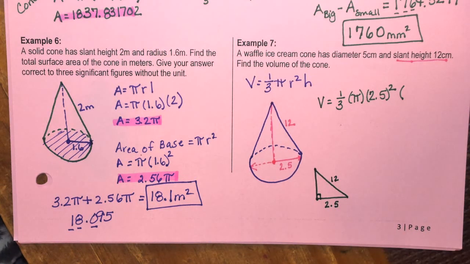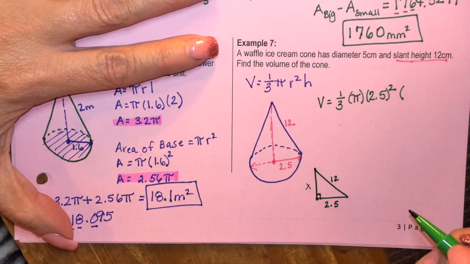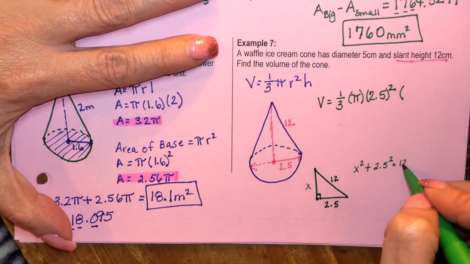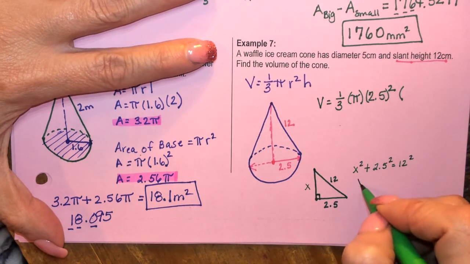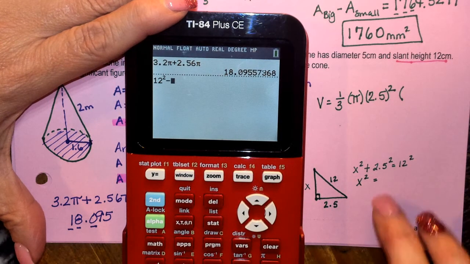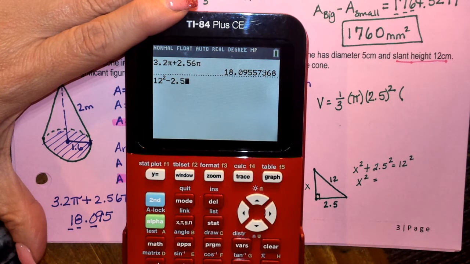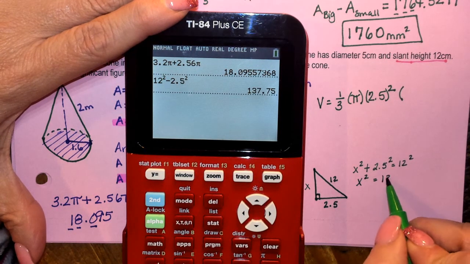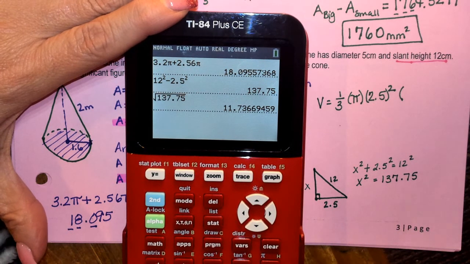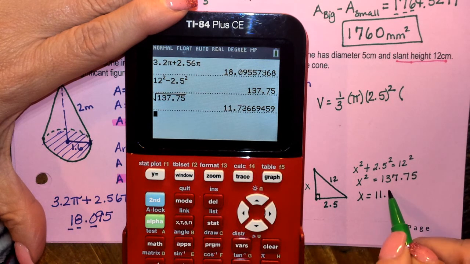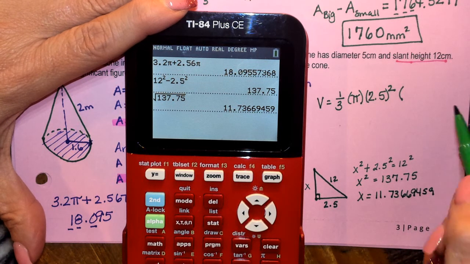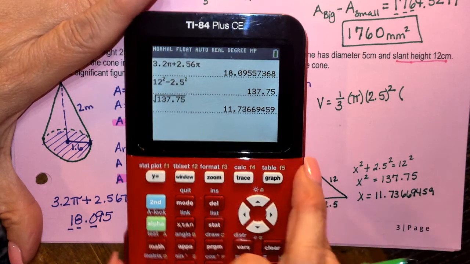Well, Pythagorean Theorem is probably going to be the easiest thing to do. I'm going to call this x. And I'm going to say that x squared plus 2.5 squared equals 12 squared. So x squared equals, I'm going to take 12 squared, which is going to be 144, and I'm going to subtract 2.5 squared, and it's 137.75. I'm going to take the square root of that. And so x is 11.73669459. And that's the height of my cone.